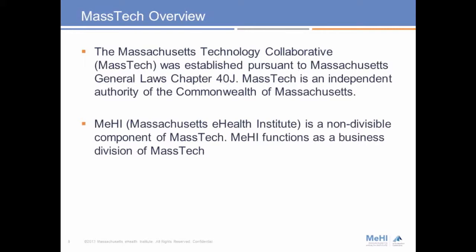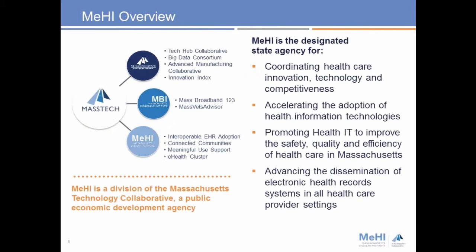I'm not going to spend a great deal of time on the MassTech overview. Please refer to our website if you'd like additional information. In brief, the Mass Technology Collaborative is a public economic development agency established pursuant to Mass General Laws, Chapter 40J. It is an independent authority of the Commonwealth of Massachusetts. The Massachusetts eHealth Institute, or MeHI, is a non-divisible component of MassTech and functions as one of its business divisions.